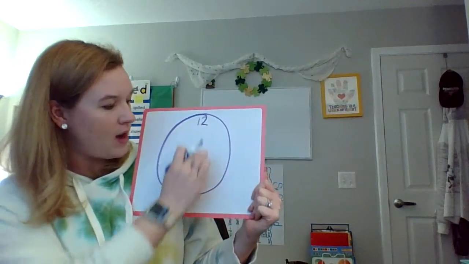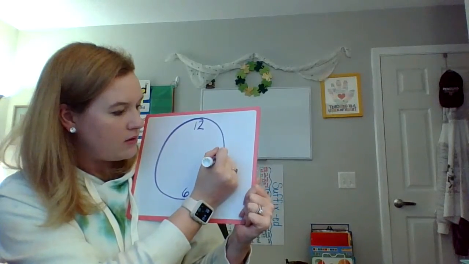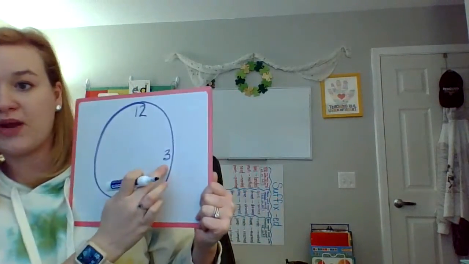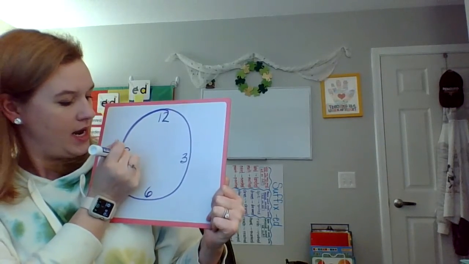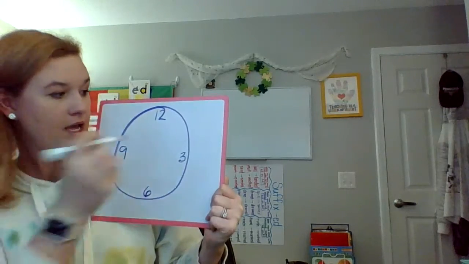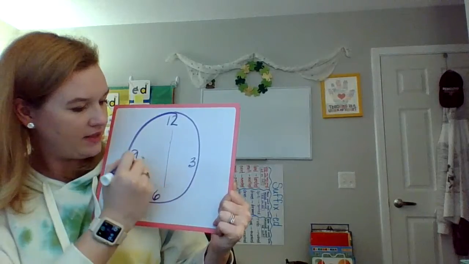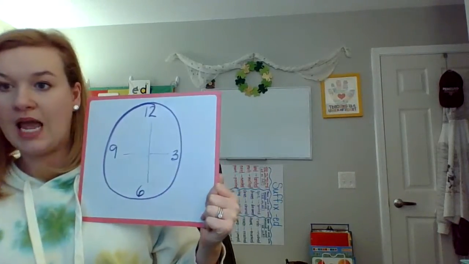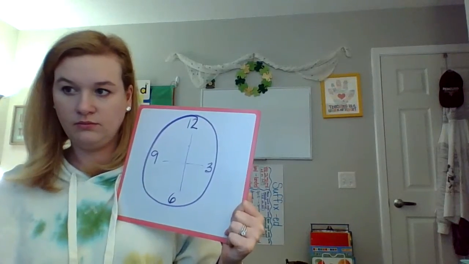Okay, so you have 12 and 6. Now, pretty much in the middle, you're going to put a 3 on this side and a 9 on this side. Okay, so if I drew an imaginary line like this, it would be a cross.